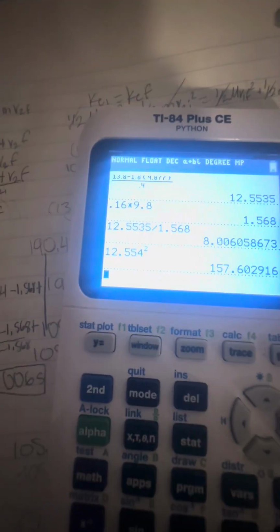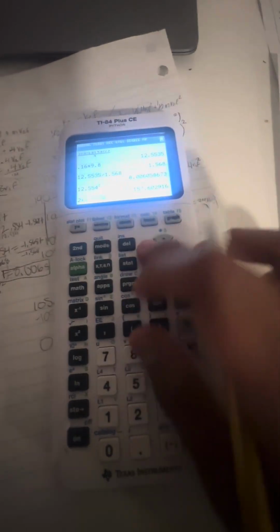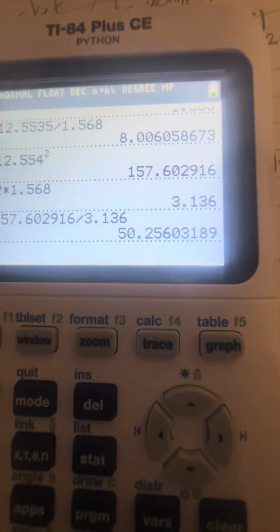To find 12.554 squared, which is 157.6, so it's going to be negative 157.6. And then 2 times 1.568 is 3.136. So we're going to divide that: negative divided by negative 3.136 equals delta X. Now we can just do this on our calculator, and that gives us a delta X of 50.256.